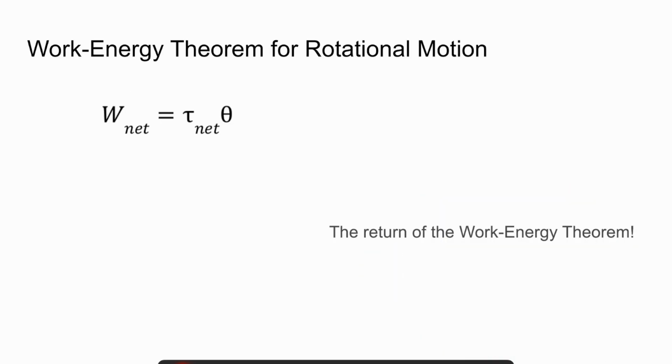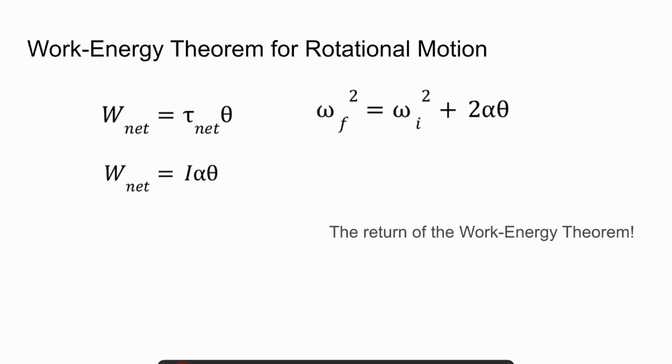So our work energy theorem for rotational motion, again, derives from this net work equation, right? And we know that our torque equals our moment of inertia times our angular acceleration. That's Newton's second law in its rotational form. And so we can plug that in for torque, and we end up with our net work equals our moment of inertia times our angular acceleration times our angular displacement, right?